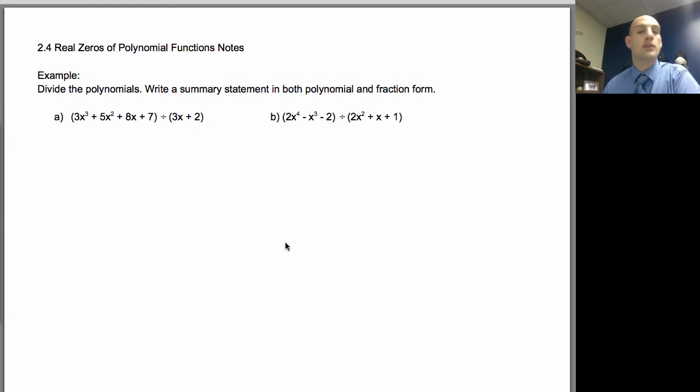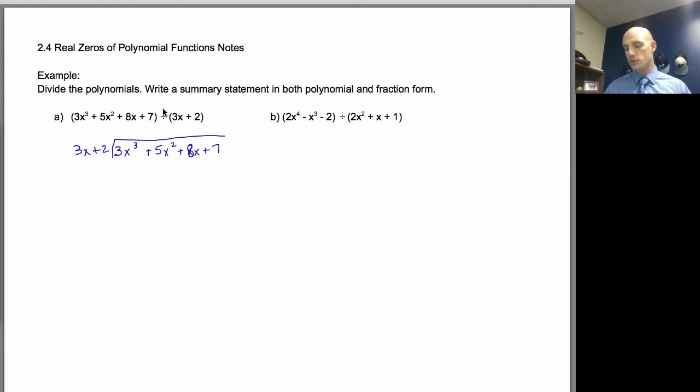So anytime we're doing long division, so this is polynomial long division, what is being divided is going to go on the inside. So I'm going to put 3x cubed plus 5x squared plus 8x plus 7 on the inside. And then on the outside, I'm going to put 3x plus 2. If it's been a while since you've done either long division or polynomial long division, you know that we're comparing what's out here to each term and seeing what it's going to divide into.